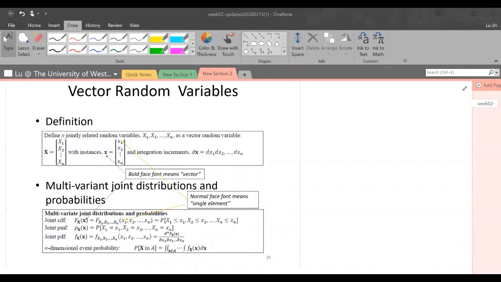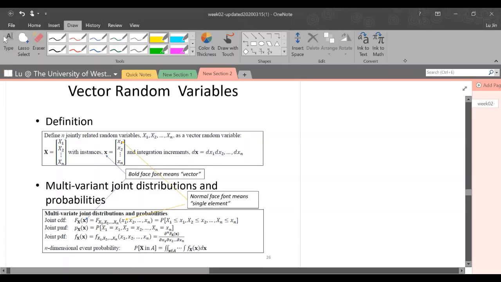Now let's have a look at the first definition. The total number of this group of random variables is n, lower n, and each random variable within this group is denoted by x1 or x2 until xn. So you can see the notations are given here. So we have x1, x2 until xn random variables.